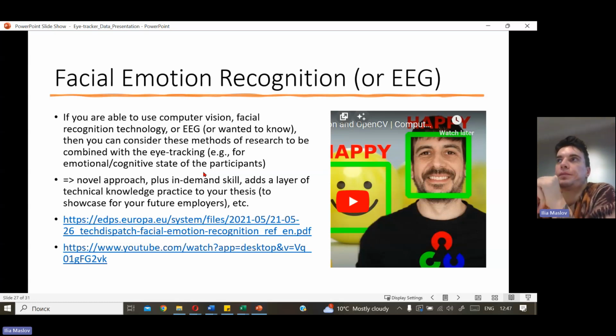But input for data, for the thesis, let's not put too much. I mean, you're now doing eye tracking, and you should stick to that. Okay, this is another topic. I'm just saying, if some of you know, you can try doing this.